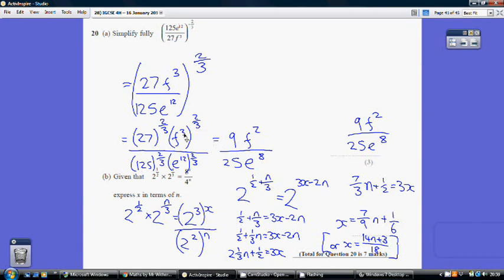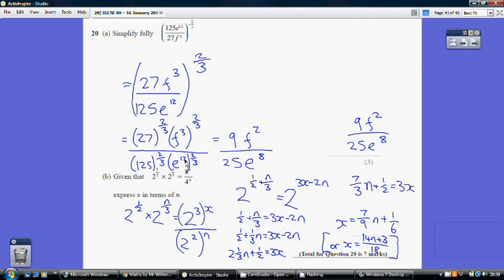Now here you've got to remember that where you've got something to a power in a bracket and that bracket to a power, these two powers can just be multiplied together. So 3 lots of 2/3 is 2, so f squared, and 12 lots of 2/3 is 8, so e to the power of 8.